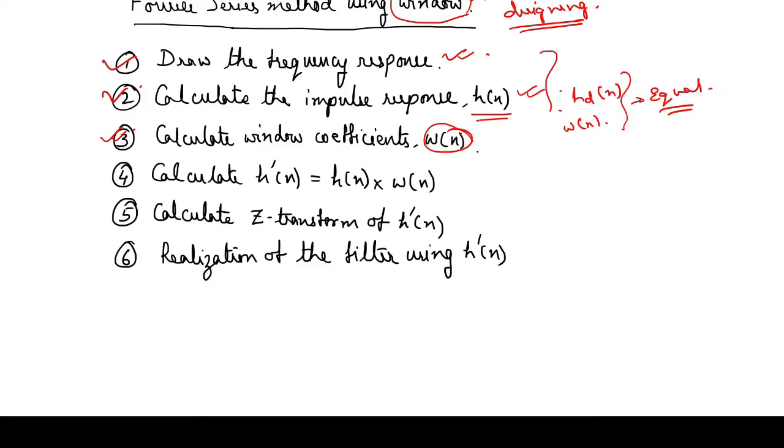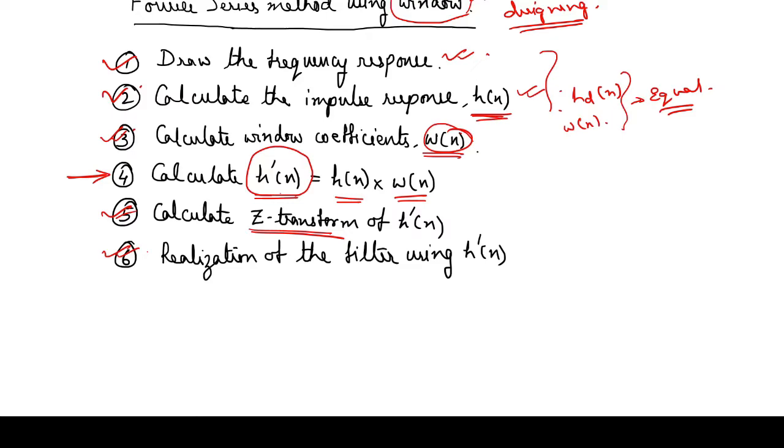Then after that, initially what we were doing is taking these impulse response values and directly going for the Z transform of h(n) and then the realization. However, since we have calculated the window coefficients, there is now an extra step where we will be calculating h'(n), which means the window modified impulse response coefficients. So h'(n) would be given by h(n) multiplied by w(n), some simple multiplication, right? The next step is that we will use this h'(n) to calculate the Z transform, and after that we will be realizing the filter. Okay, that is very simple.